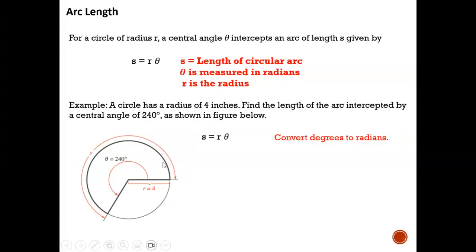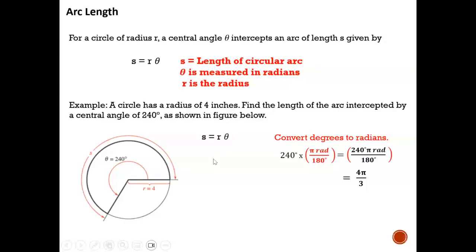What do we need? First of all, I need to convert, because theta has to be in radians. And this is not in radians, it's in degrees. So I have to convert 240 degrees to radians. Because remember, if we want radians, the radian must be on top. So we're going to multiply 240 times pi radians over 180. It's going to give us 4 pi over 3.